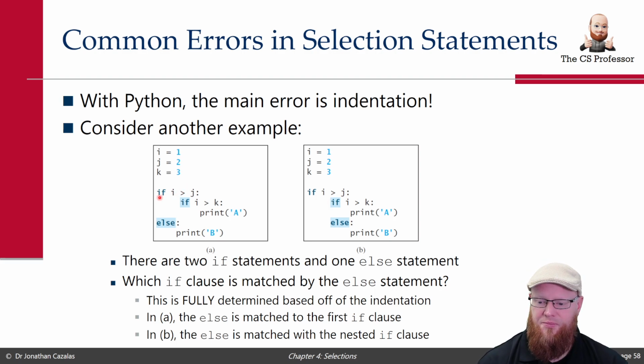Let's study the output. If i is greater than j, is i greater than j? 1 is not greater than 2, so that's not true. So we don't even enter this if statement, which means we don't execute any of this. And because this was false, we come directly to this else and we print B. But now look at this one. If i is greater than j, 1 is not greater than 2, so that's false. And we don't print anything because there's no matching else statement to even come to.